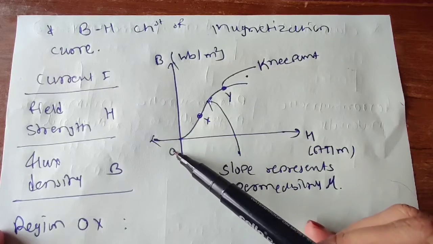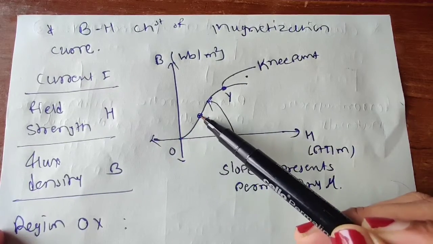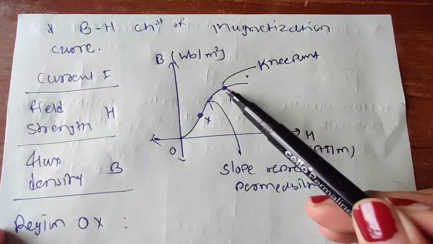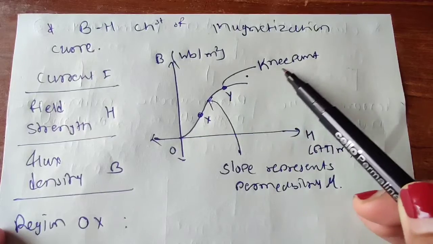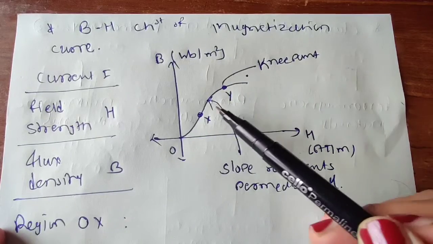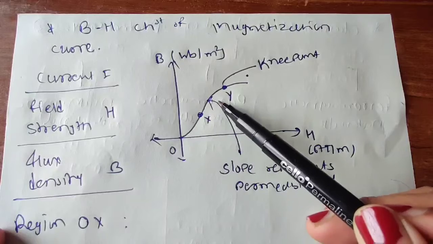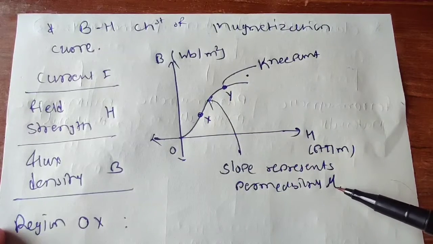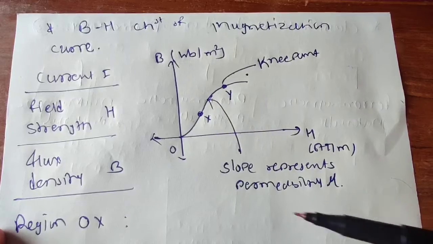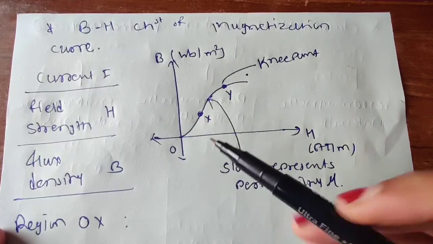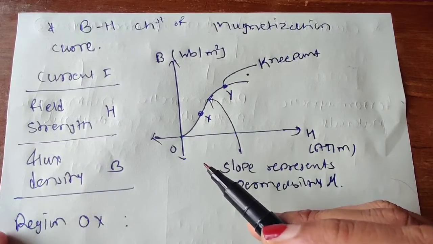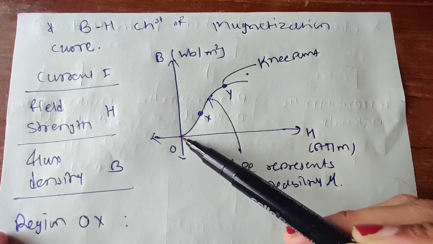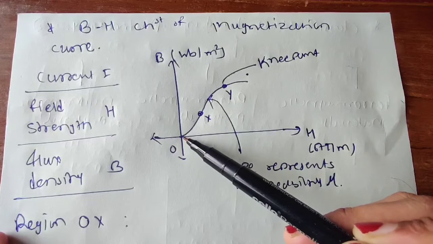One is the region between origin and point X, then the region between X and Y, and beyond Y. This point Y is also known as the knee point, and the region between X and Y has a slope which represents the permeability value mu. Now the region OX: for zero current, the value of H is equal to 0 and B is also 0.